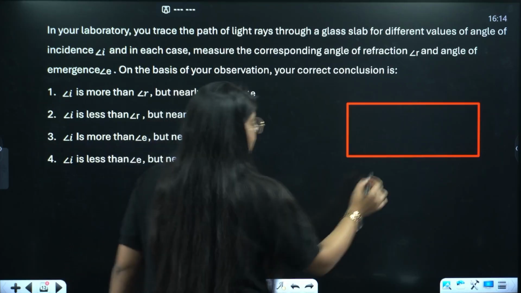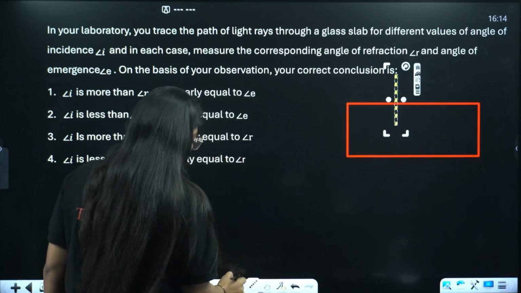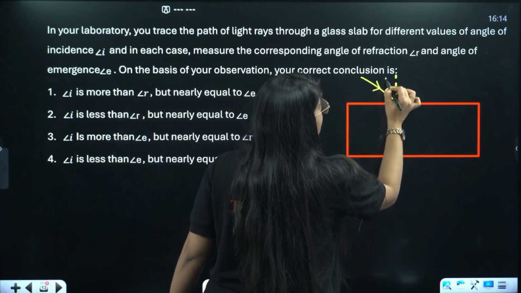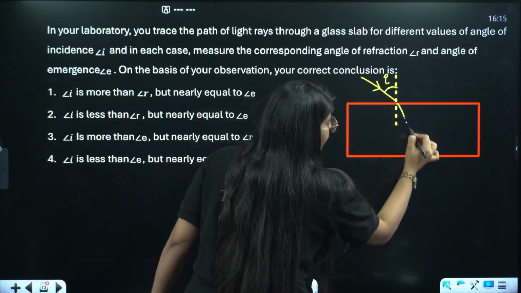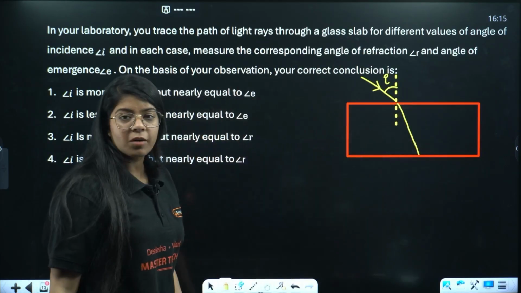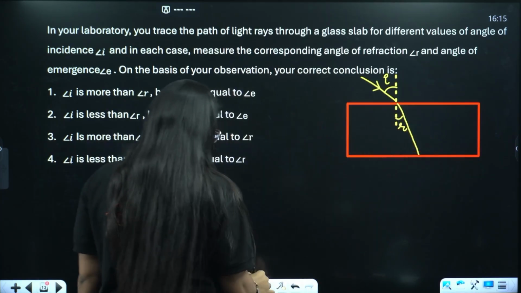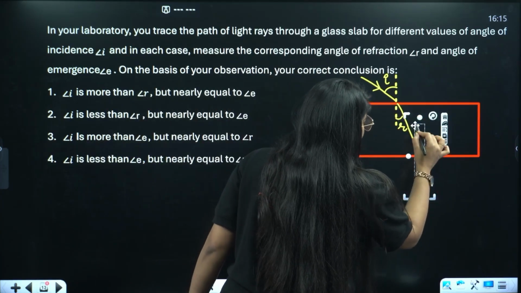So this is the normal first. Let me draw this. Now we have an incident light. This is the angle of incidence, and instead of going straight, it is deflecting towards the normal. So this is the angle of refraction. Again, make a normal at this point now. So this will be what?